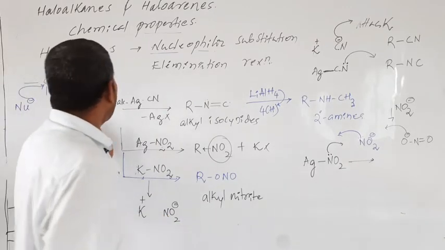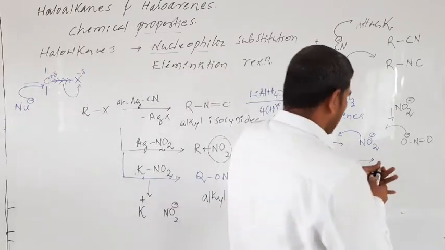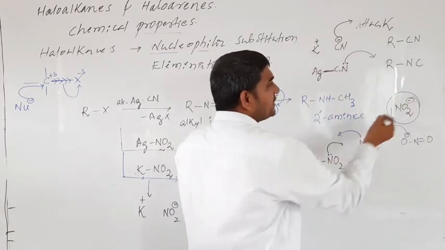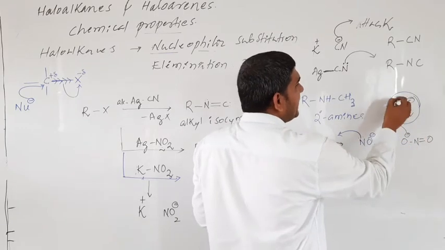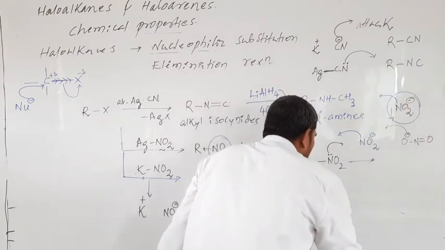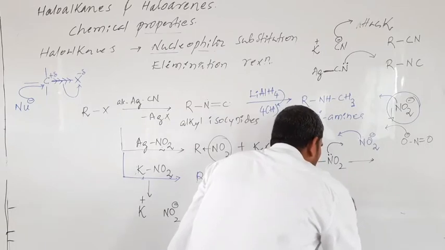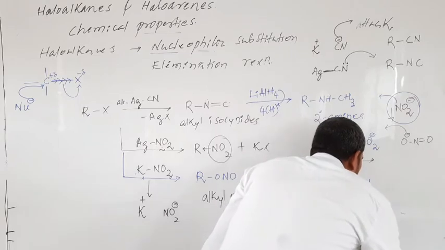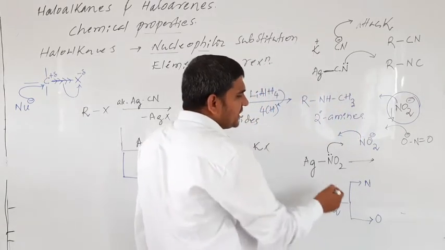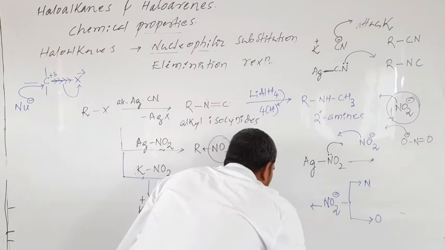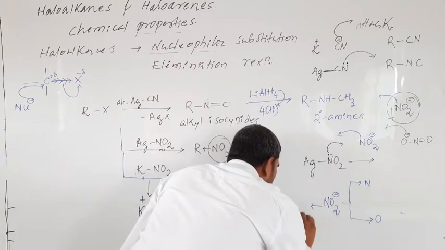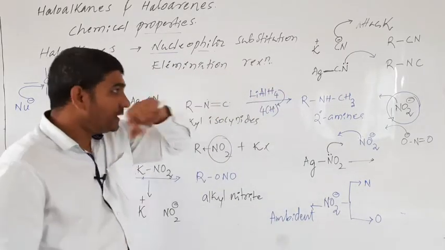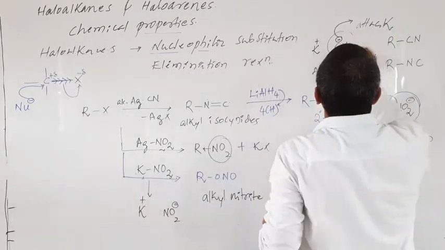This is regarding the chemical properties of haloalkanes. One thing over here: this nucleophile, NO2 minus, contains two attacking sites. One is nitrogen, another one is oxygen. Such types of nucleophiles are known as ambident nucleophiles. Understood? Over here, CN minus is also ambident.